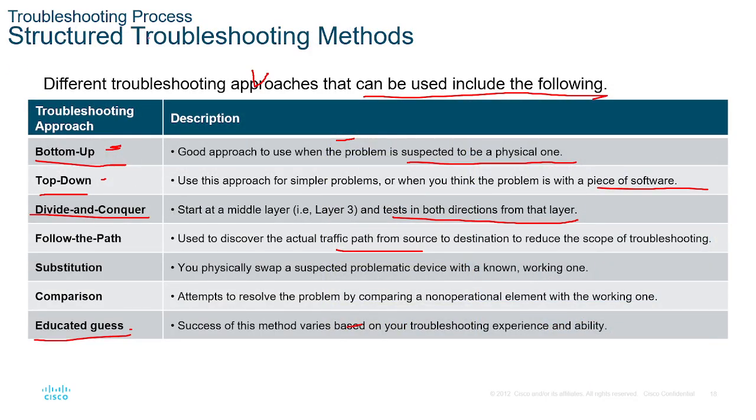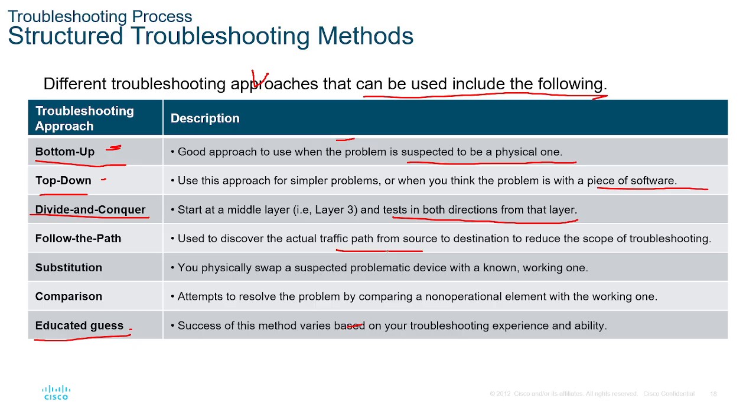Now we have a structured troubleshooting method. Different troubleshooting approaches that can be used include the following: bottom up. We can work with this approach when we suspect that the problem is a physical one. The top down would be when we suspect that the problem is a piece of software. The divide and conquer will start at the middle layer. Of course, Layer 3 would be the middle layer, and it goes in both directions. Follow the path would be used to discover the actual traffic path from a source to a destination to narrow the scope of troubleshooting.